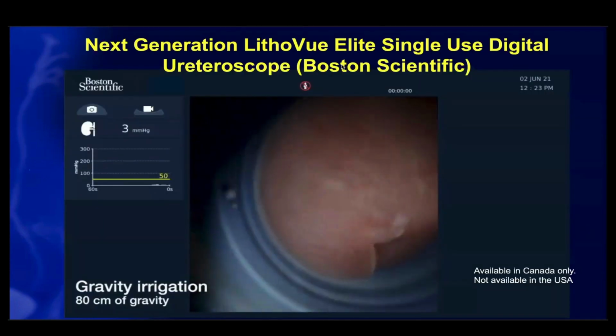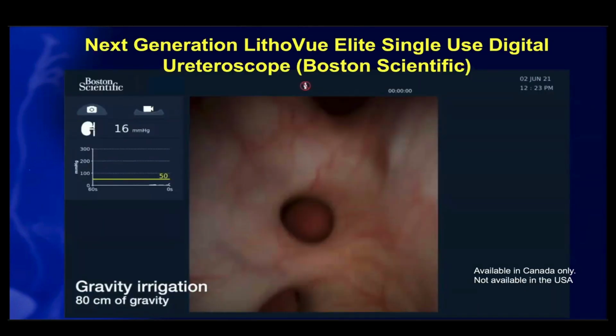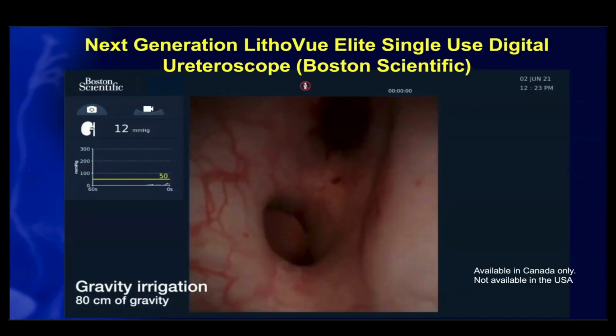Now we're going to talk about another study we did at the same time, looking at the ureteral access sheath and where you should place it. So the question always is, where should you place your ureteral access sheath? Should you place it in the renal pelvis, or in the ureter, in the distal ureter?